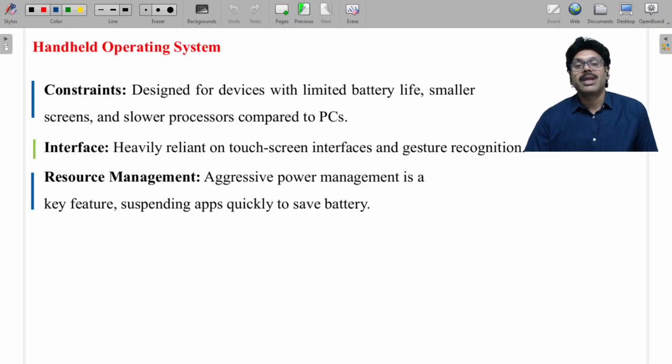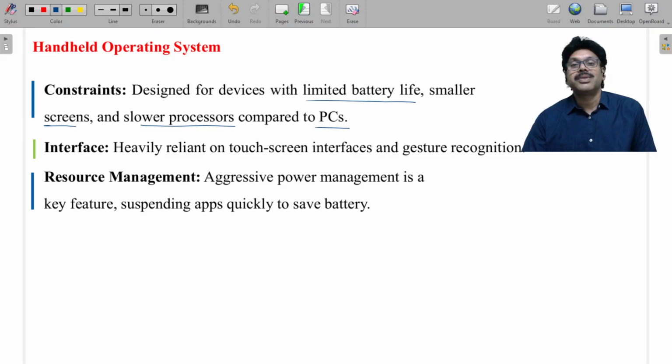Handheld operating systems, like mobile devices. In the year 2010, Android started its revolution. They are leading operating systems nowadays, with some of the code written using Java. Designed for devices with limited battery life, smaller screens like a smartwatch, and slower processors compared to a PC. Interface heavily reliant on touchscreen interfaces and gesture recognition. Resource management: aggressive power management is a key feature, suspending apps quickly to save the battery.